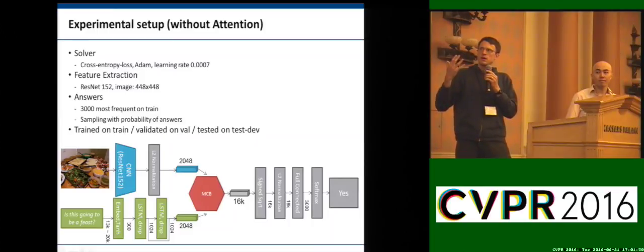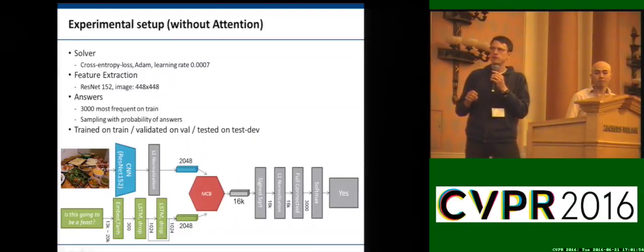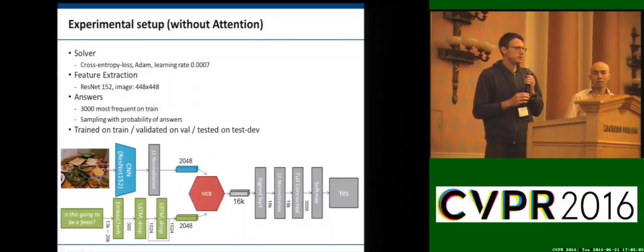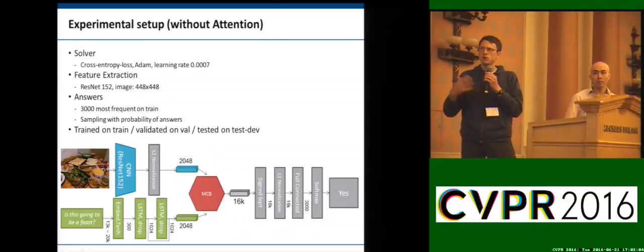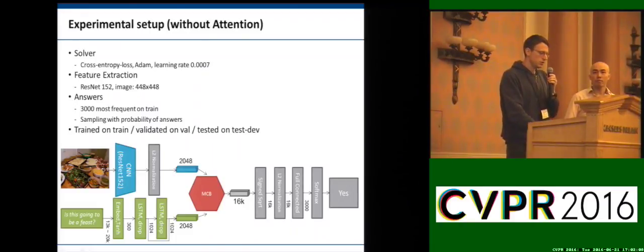So how does our network look? We extract ResNet features on 448 by 448 images, encode them, and we have a similar pipeline as other approaches. On the language side, we use a two-layer LSTM and a learned embedding, and we feed both of those into the multimodal compact bilinear, which is then normalized and used to predict the answer.